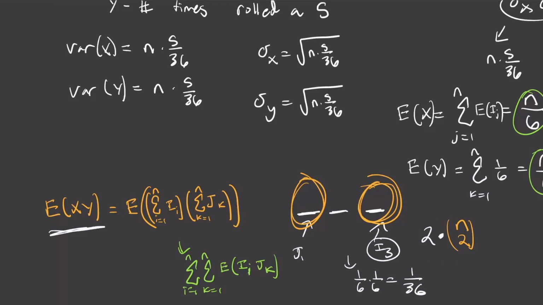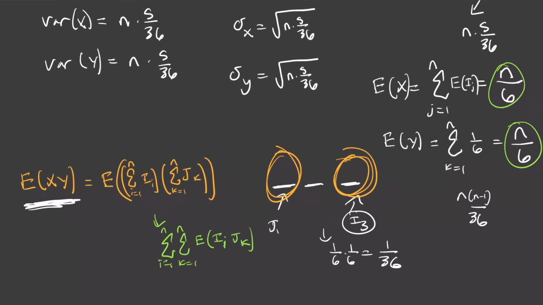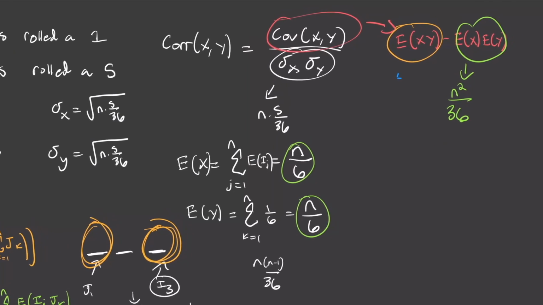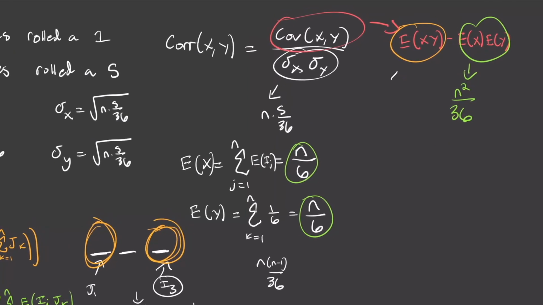So the expected value of x times y is just going to be 2 times n choose 2 times 1 on 36, right? n choose 2 is just equal to n times n minus 1 divided by 2. And then these 2's are going to cancel right here. So we're just going to have a final answer for the expected value of x times y of n times n minus 1 on 36. Okay, so now finally we have everything we need to basically solve for the correlation, right? That was our final term, and it's going to be, well, what was it? It was n times n minus 1 divided by 36.